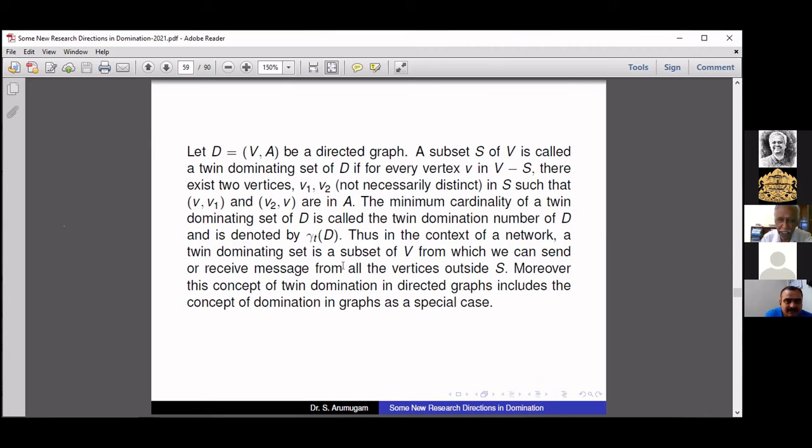So this is an excellent problem, an excellent direction for a new research scholar to take up. You can choose a research scholar, ask him to start a study of the basics of directed graphs, and ask him to work on twin domination in directed graphs. It'll be a very, very nice thing to do. It's an extremely nice problem.